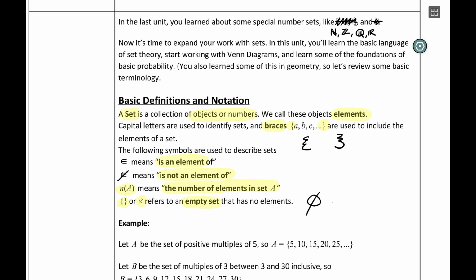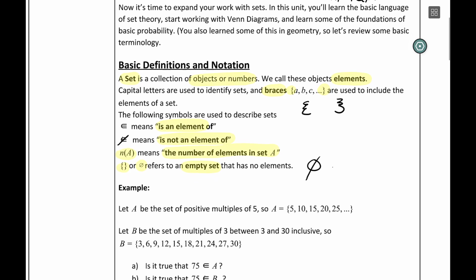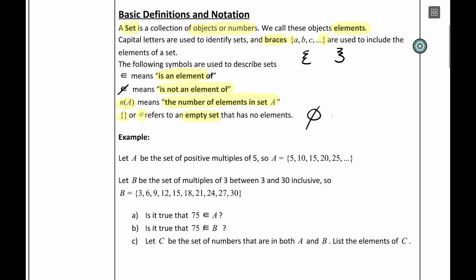Let's take a look at an example. Let A be the set of positive multiples of 5. So A is 5, 10, 15, 20, 25, and so on and so forth, right? We have an infinite number of multiples of 5, in fact. Let B be the set of multiples of 3 between 3 and 30 inclusive. So now we're putting a cap on it, and we're only going to be looking at those numbers: 3, 6, 9, 12, 15, 18, 21, 24, 27, and 30.